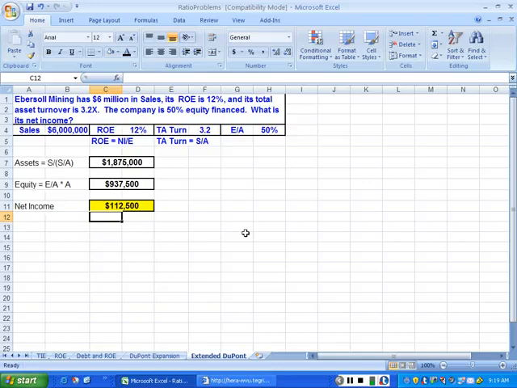It's a nice way to be able to play with this to get a better appreciation of what's in the DuPont expansion, just trying to find the components and find out where they are sourced.